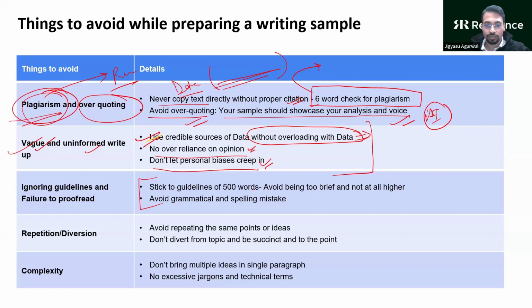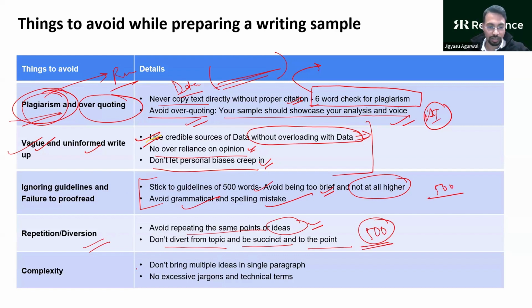Stick to the guideline of 500 words. Avoid being too brief, and obviously not at all higher. Align with this 500 word limit and avoid grammatical and spelling mistakes. Avoid repeating the same point and the same idea time and again, and don't divert from the topic. At the same time, be very succinct and to the point, because 500 words is a very limited word limit. Ensure that you use it wisely.